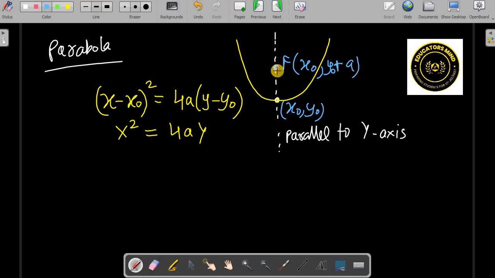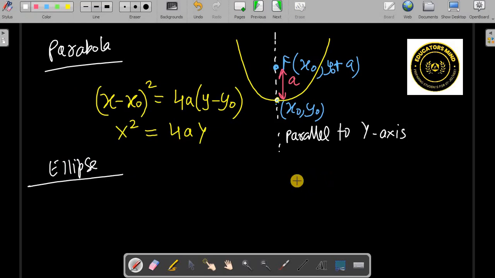The length between f and this vertex, what is that distance? This distance is nothing but a. That's the focal length, you can say. So this way in general you can write for other parabolas also in the same manner. So this is the parabola. Then the ellipse.